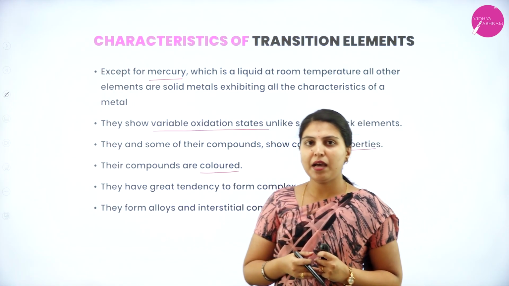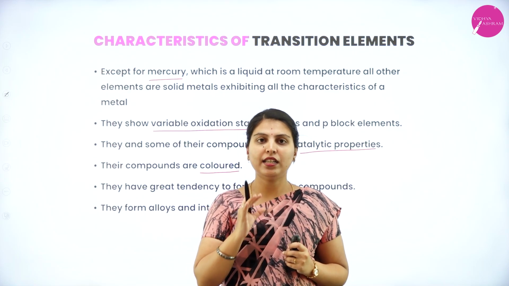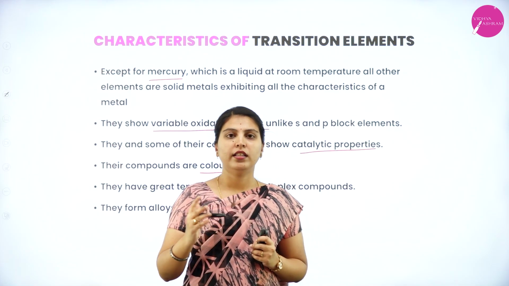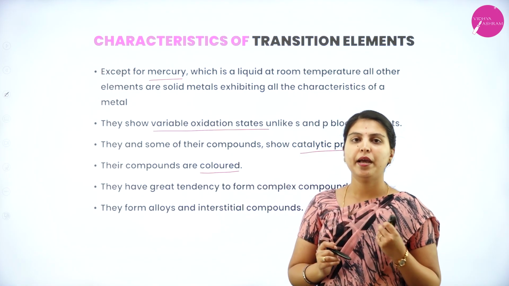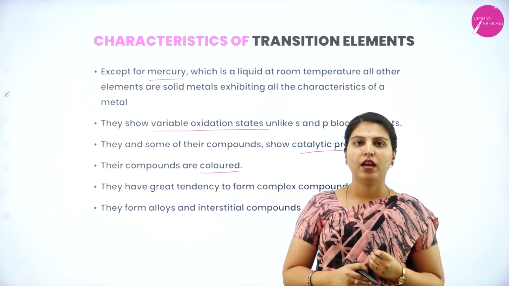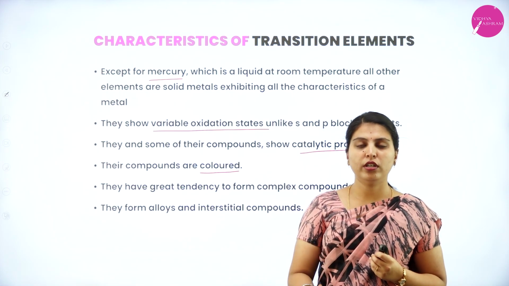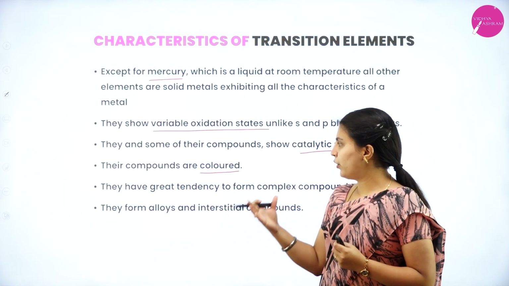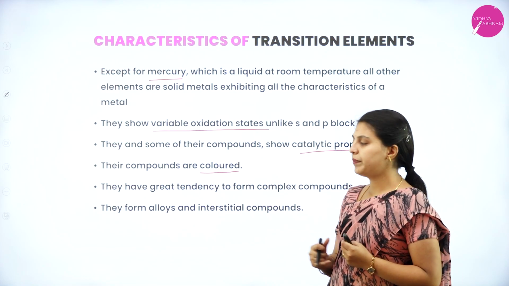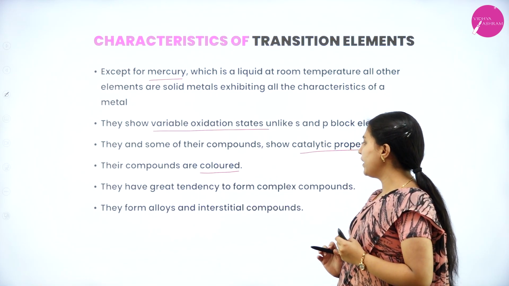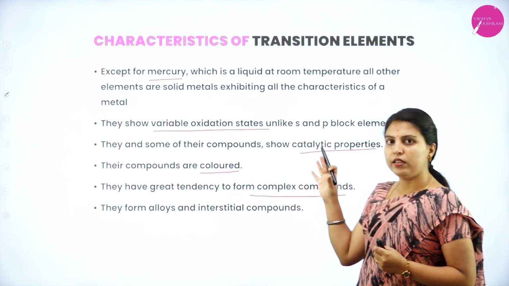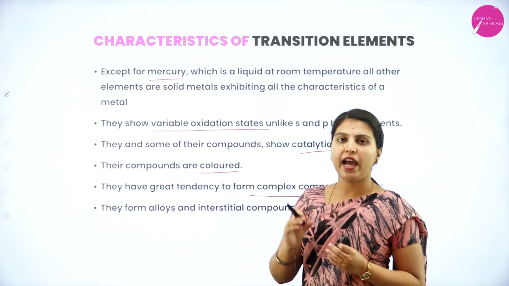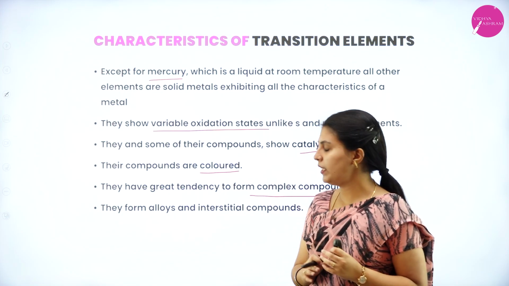You have seen in the laboratories there are so many colored compounds. They are due to the colored nature of transition elements like manganese, chromium or gold. So that kind of colors you can observe. They have great tendency to form complex compounds. Okay. The d block elements have the capacity to form complexes.